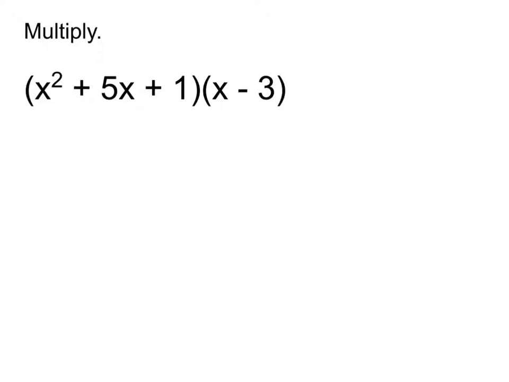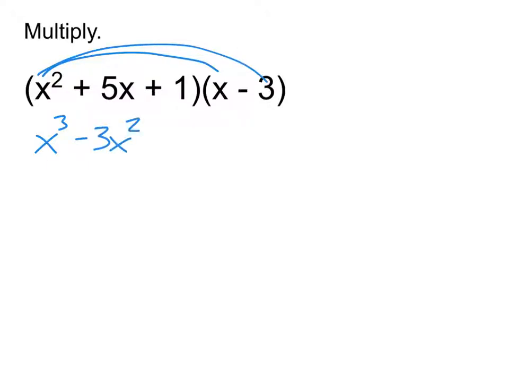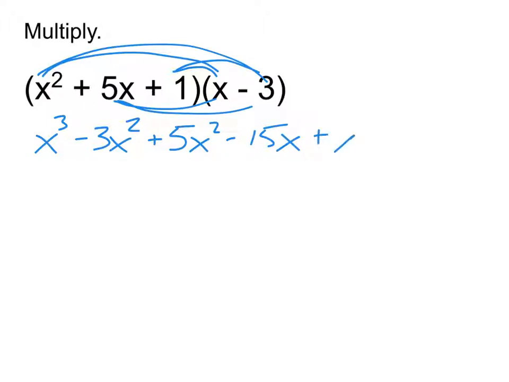So, I multiply the x squared by x. And when I do x squared times x, that ends up giving me x cubed. Then I do the x squared times the minus 3, which gives me minus 3x squared. Then we do it with the 5x. So 5x times x is 5x squared. Then 5x times the minus 3 is negative 15x. Now we do it with the 1. This is where this is just a little bit harder. It just means we got a few more to multiply. The 1 times x gives me x. And the 1 times negative 3 gives me minus 3.